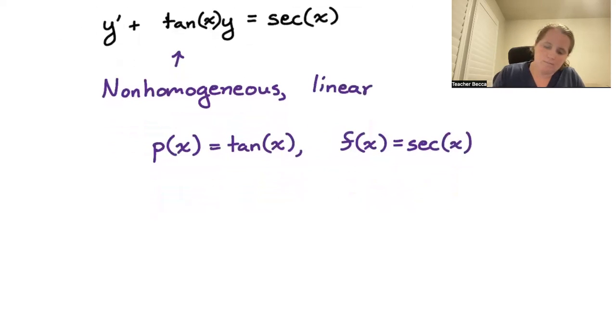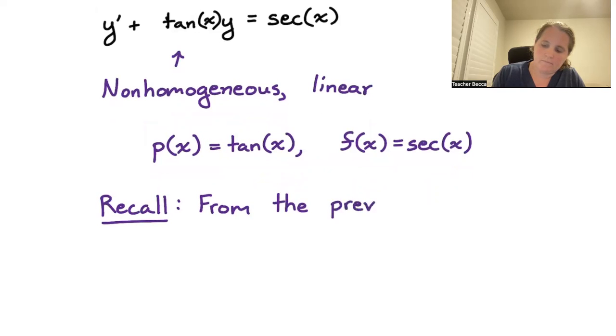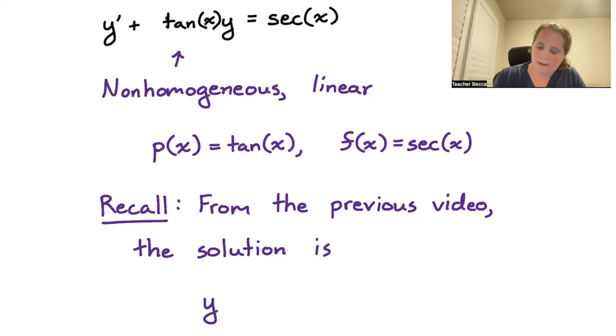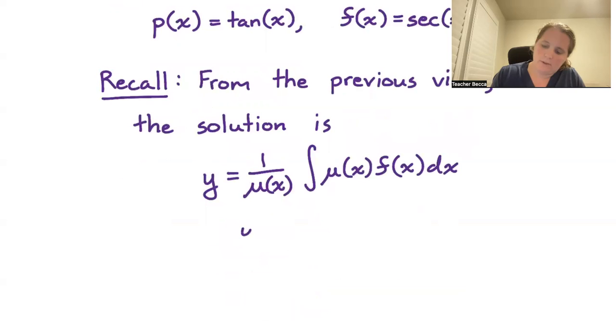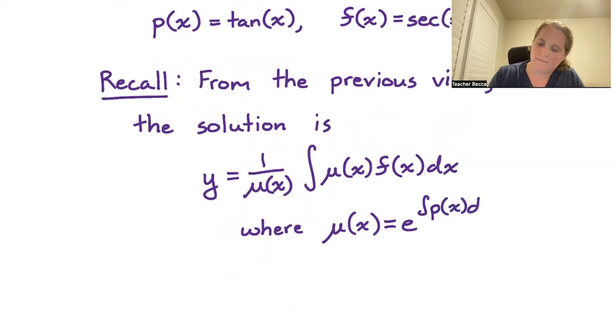So if you recall from the previous video, the solution is y equals 1 over mu of x times the integral of mu of x times f of x dx, where mu of x is e to the integral of p of x dx.